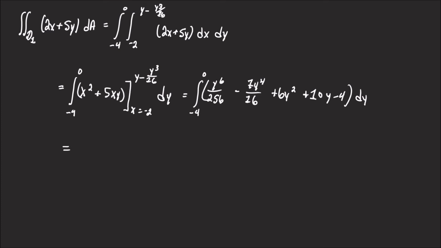And this will evaluate to, this is a Calc 1 integral, so I'll let you verify this, 1696 over 35. Right, so this is the integral for D1. If we now look at the integral for D2, this will be the integral from -2 to 0 of the integral from 0 to x plus 2 squared.